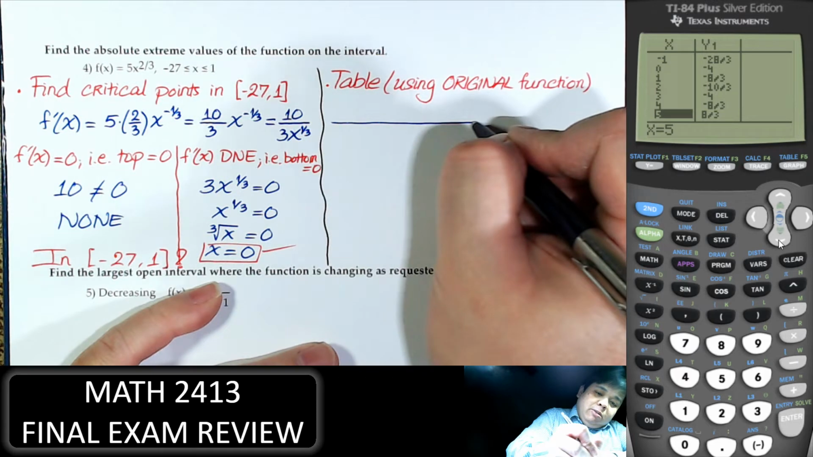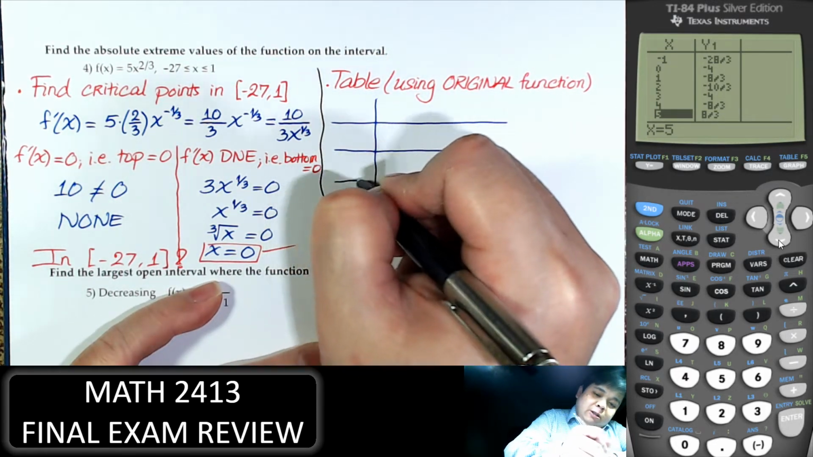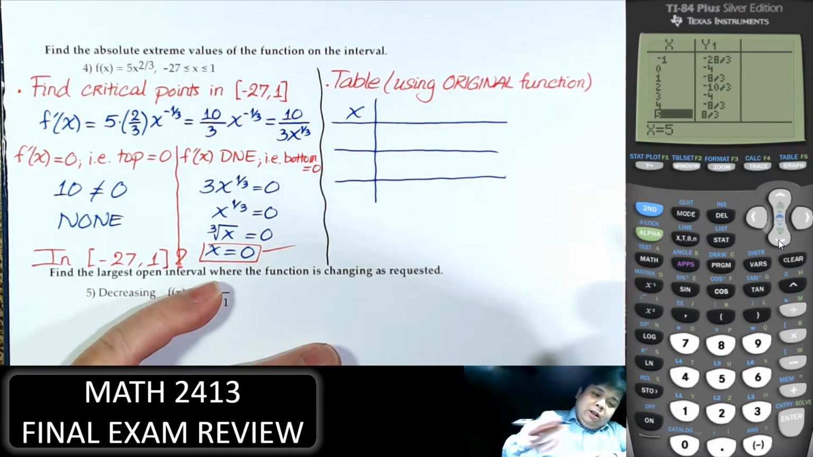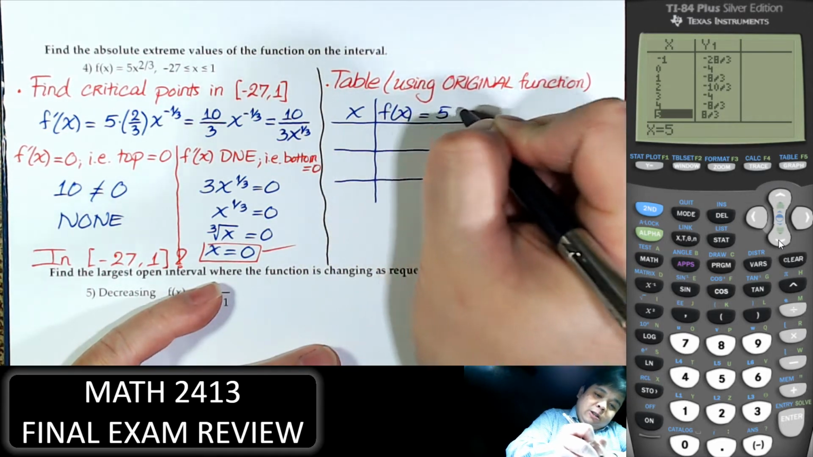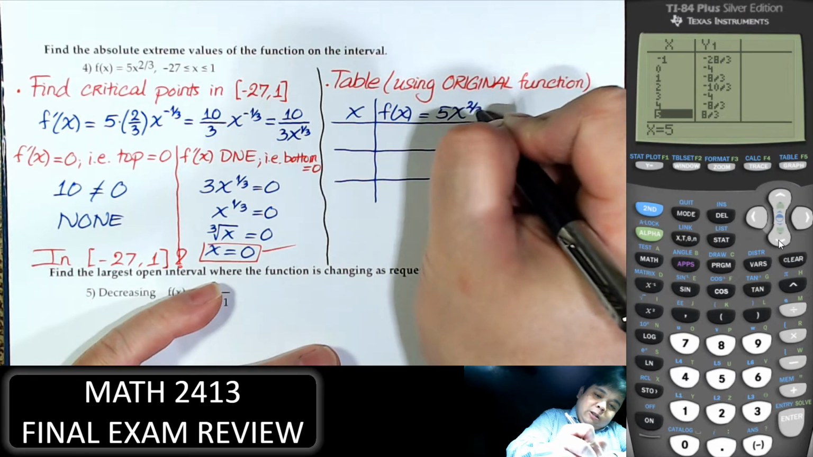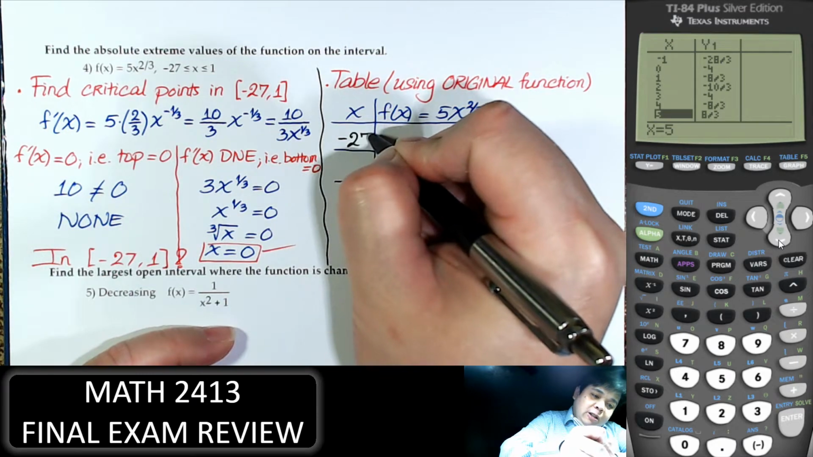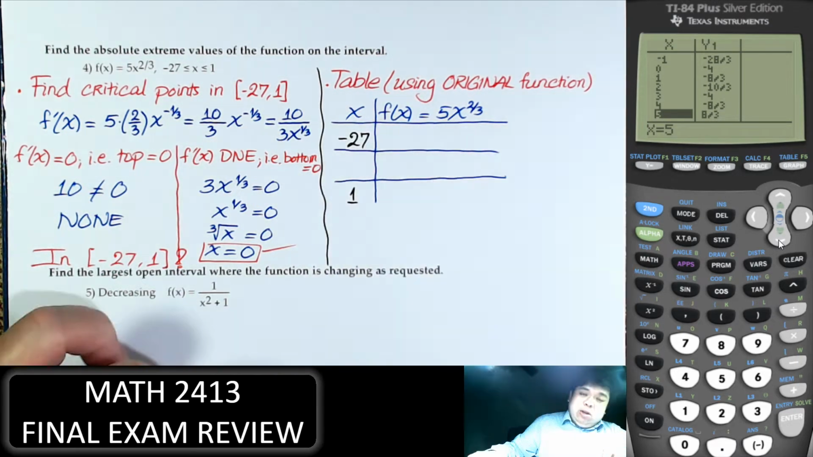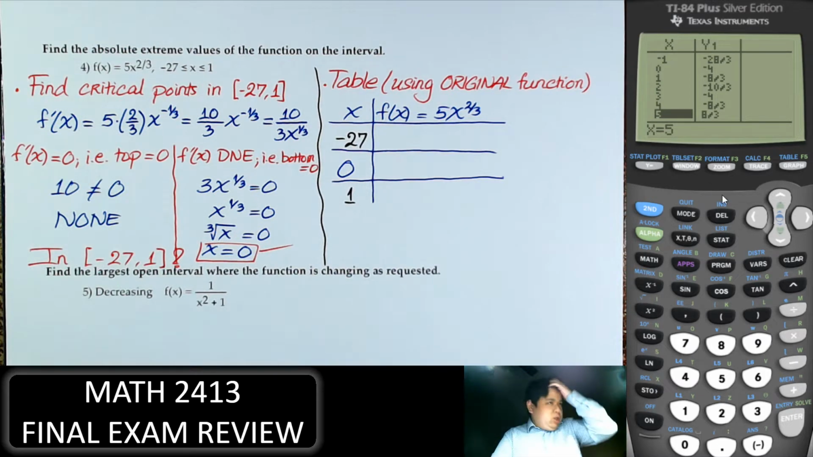So we have a table. Original function. We have the boundary of -27 and 1. In between, there's a critical point, x equal to 0. So we just put everything in the table.